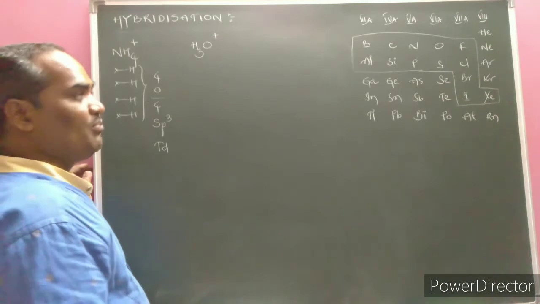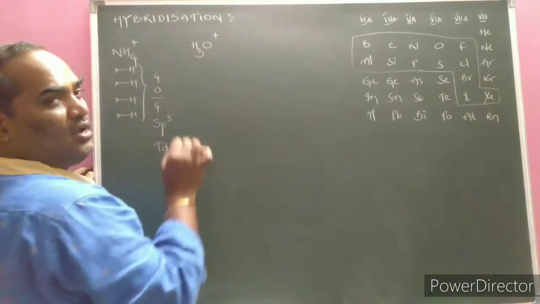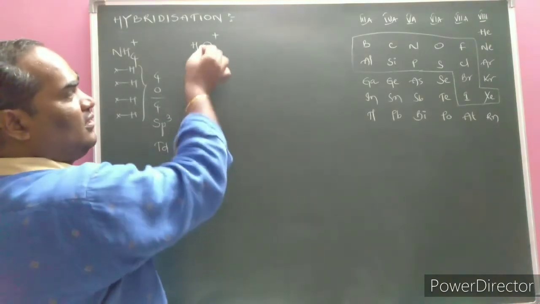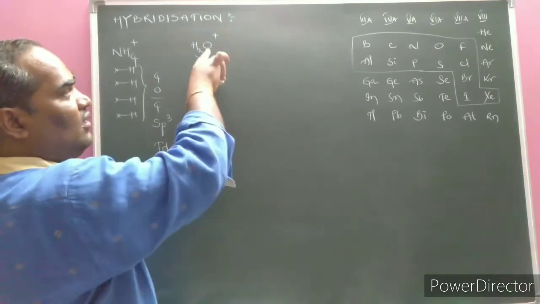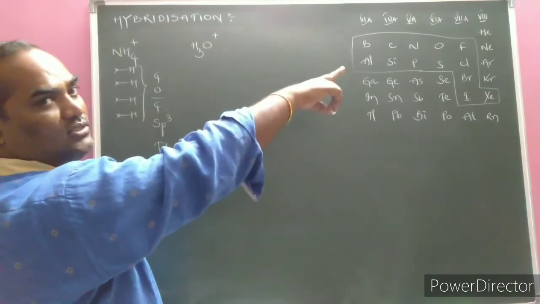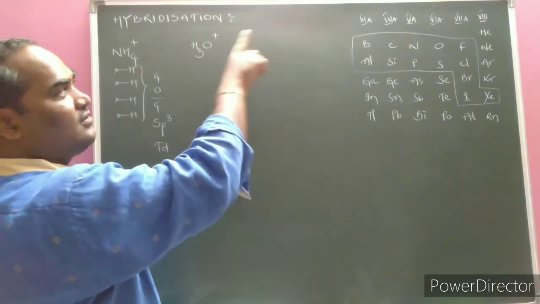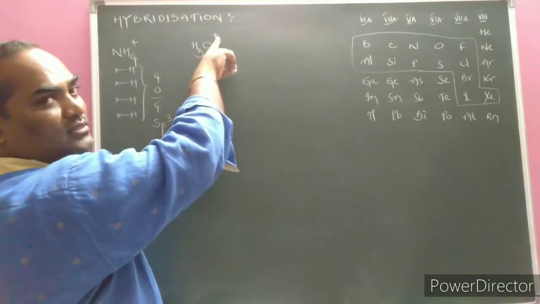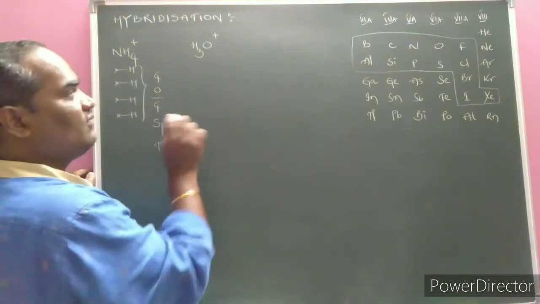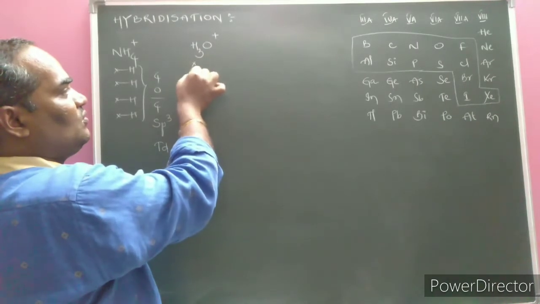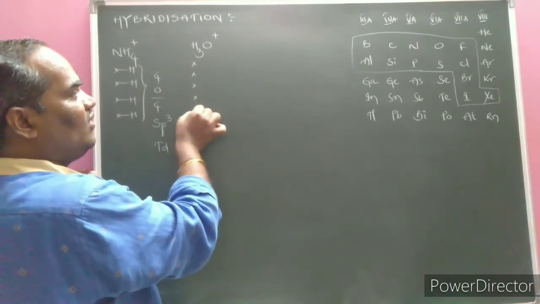Keeping this in mind, the hydronium ion, or H3O+, has oxygen as the central atom. Oxygen is a group number 6 chalcogen. It has 6 electrons, but due to the presence of one positive charge, one electron is lost. 1, 2, 3, 4, 5.